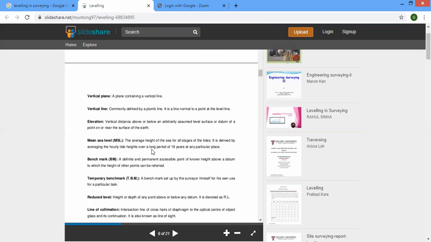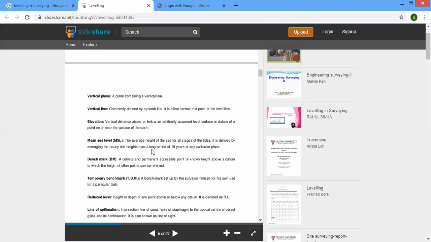Next, elevation. Vertical distance above or below an arbitrary assumed level. So as I have explained, once I assume the arbitrary level, say 100 meters or 200 meters, the elevation of other points shall be mentioned from that assumed level. Elevation of any point is nothing but the vertical distance above or below an arbitrary assumed level surface, or it may be with respect to the permanent datum, that is with respect to mean sea level.